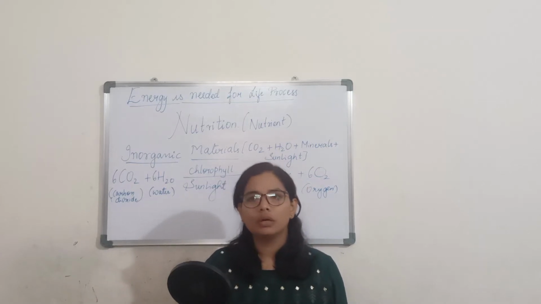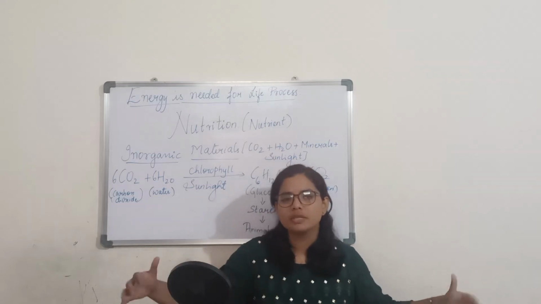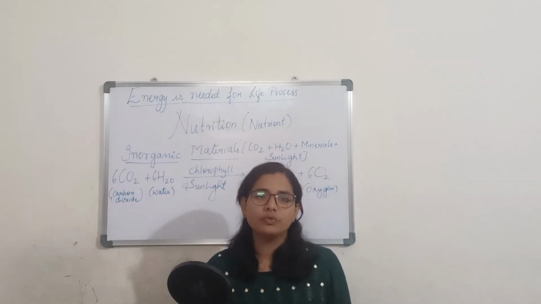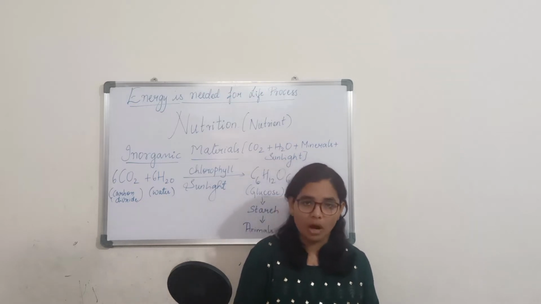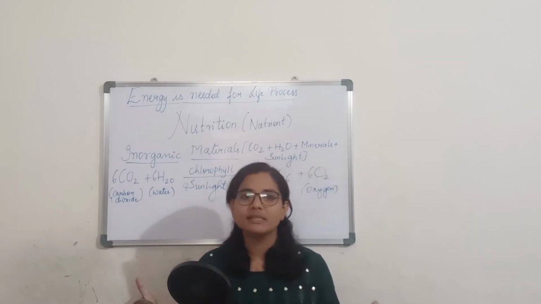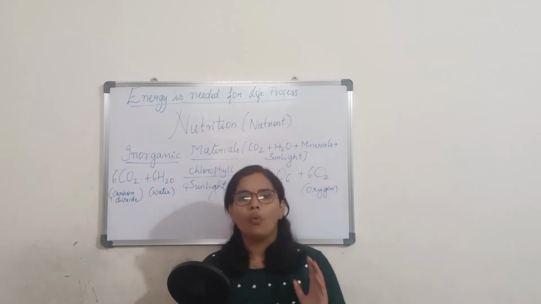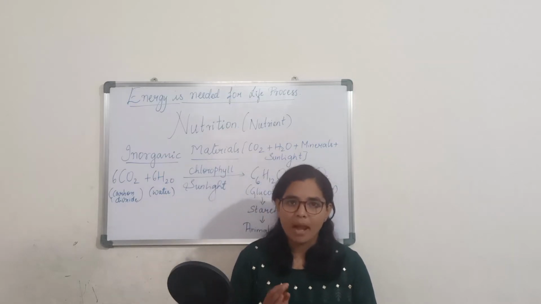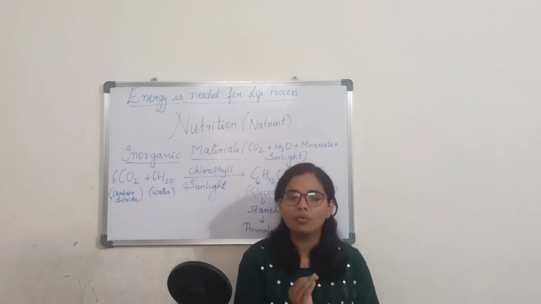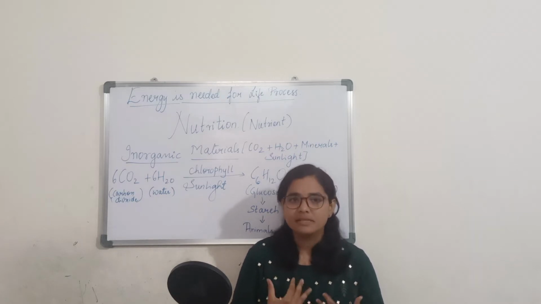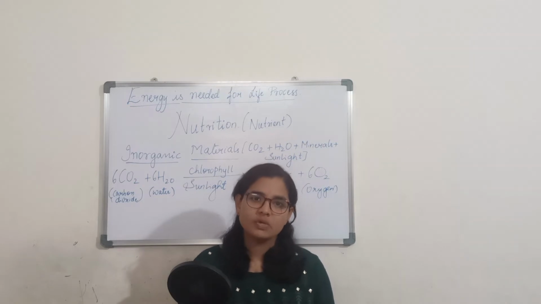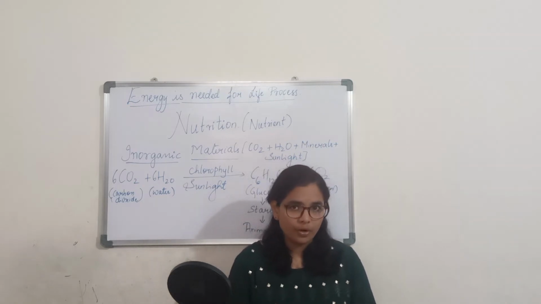Coming to the types of nutrition that different types of organisms go through. There are two main types of nutrition. One is autotrophic nutrition and the other is heterotrophic nutrition. What is autotrophic nutrition? Plants prepare their own food. Autotrophic, auto means self. Self-synthesizing the food is called autotrophic nutrition.